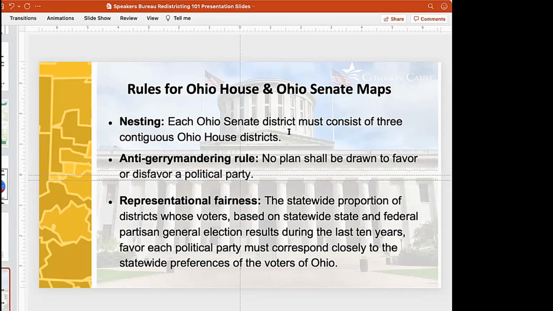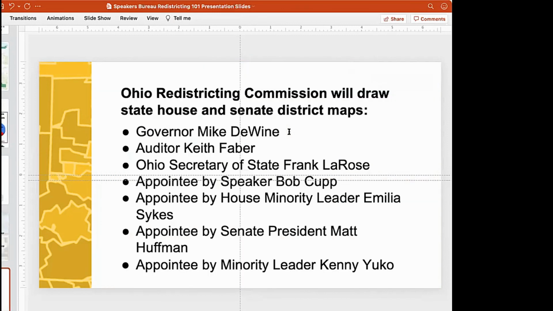At any rate, no plan shall be drawn to favor or disfavor a political party, and representational fairness should be guaranteed. The Constitution has defined an Ohio Redistricting Commission. There are 7 members, and these are the 7 members. 2 of them have to be Democrats. And to get approval of a 10-year map, 2 members of both major political parties have to vote to support the map. This provides a possibility of a minority veto on the process.